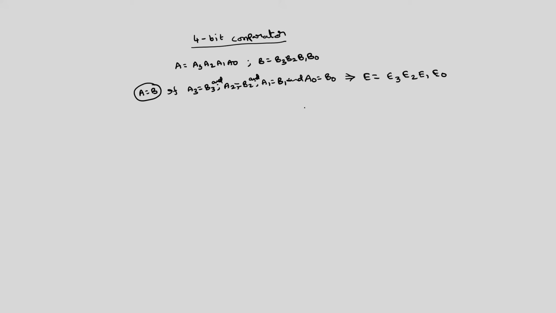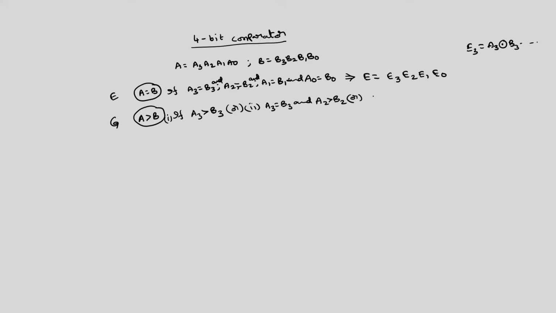Where E3 is equal to A3 exclusive NOR with B3 and so on. A greater than B, if I call this as G finally. What is the condition? There are 2-3 conditions. One is if A3 is greater than B3, it is enough to say that A is greater than B. Second condition, if the MSB bit is equal, and A2 is also greater than B2, it is enough.